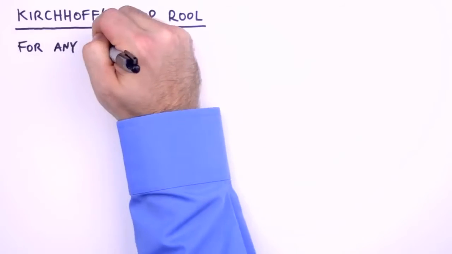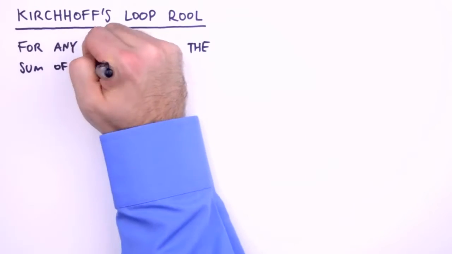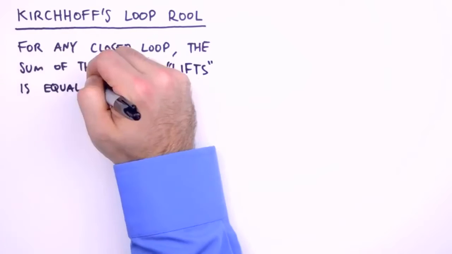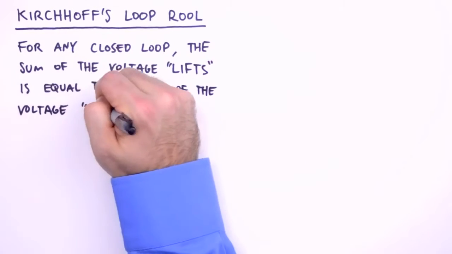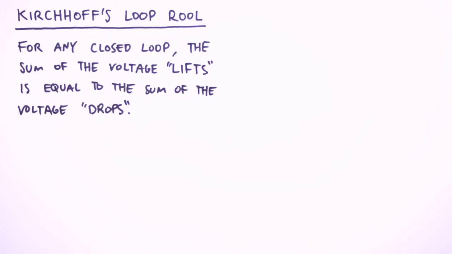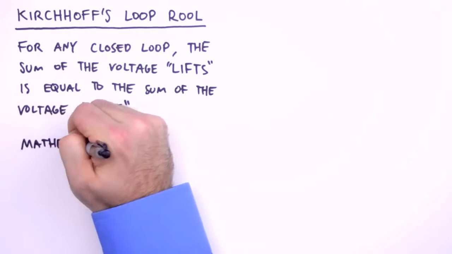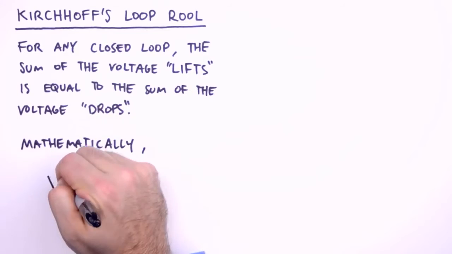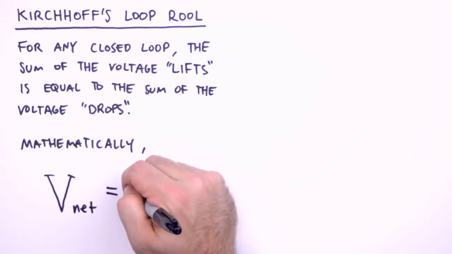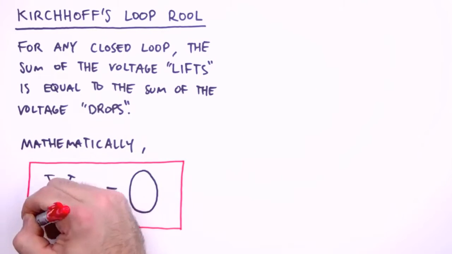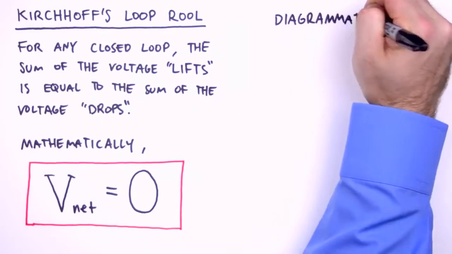The loop rule states that for any closed loop, the sum of the voltage lifts is equal to the sum of the voltage drops. We'll define a closed loop as any continuous path in the circuit which ends where it started. The loop rule stated mathematically is the net voltage for a closed loop equals 0. Okay, now let's look at a simple circuit to see how we apply the loop rule.